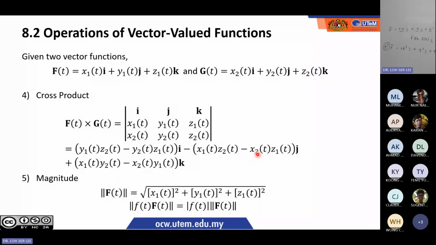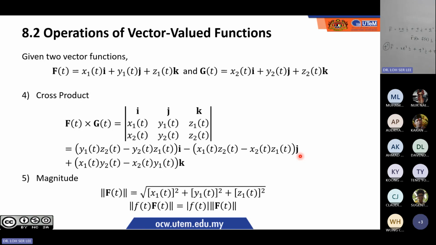The x2, z1, j is a plus. And the last one, these two with k: x1, y2, k. And minus the other direction, x2, y1, k. Then these two, y2, z1, i, minus y2, z1, i. And the last one, x1, z2, j, so it's minus x1, z2, j.